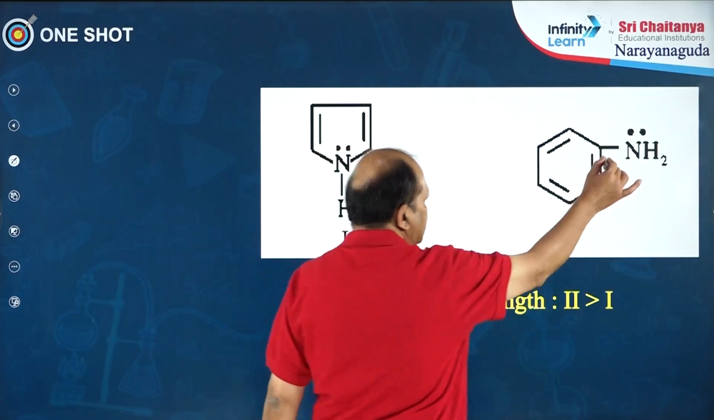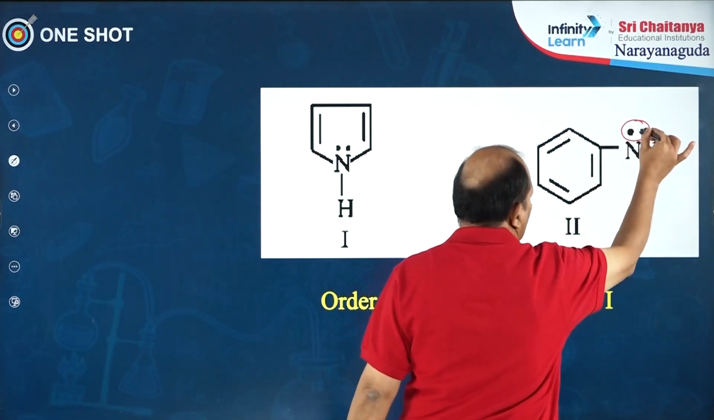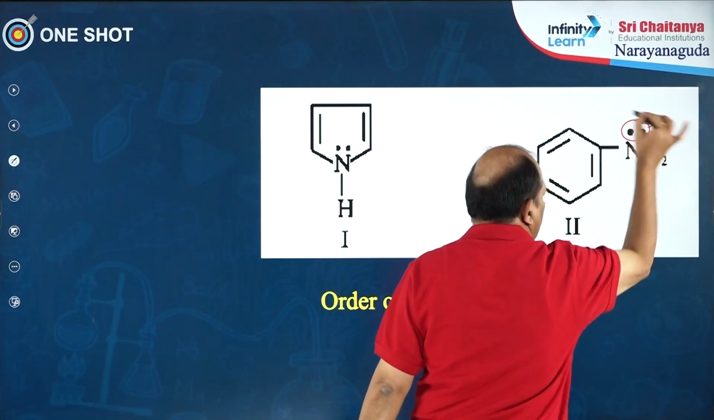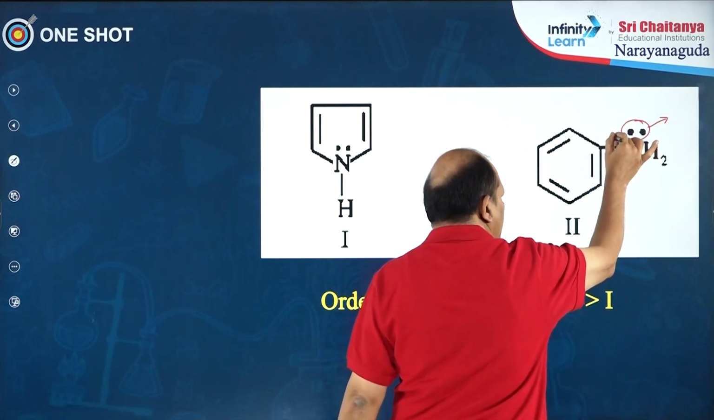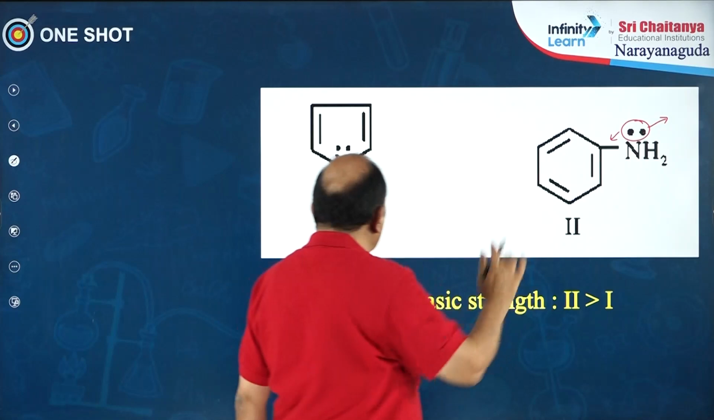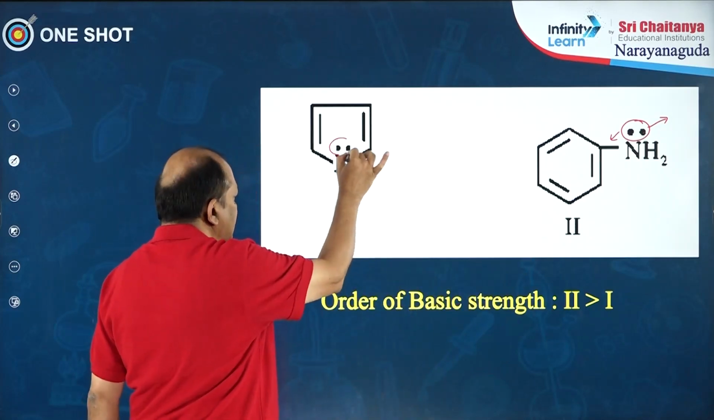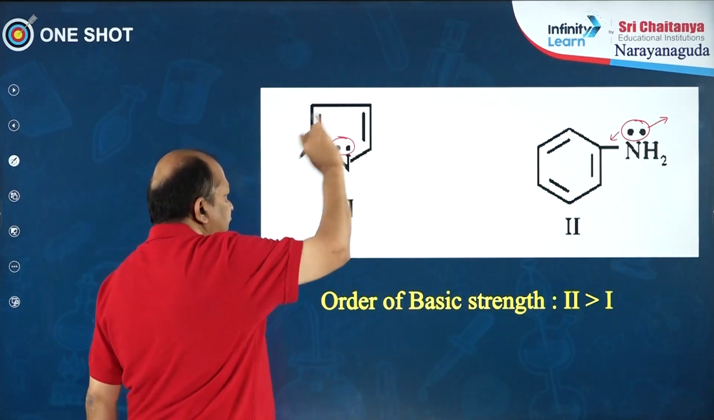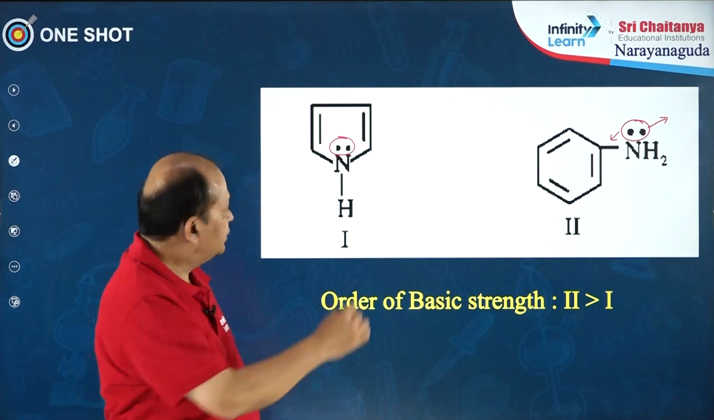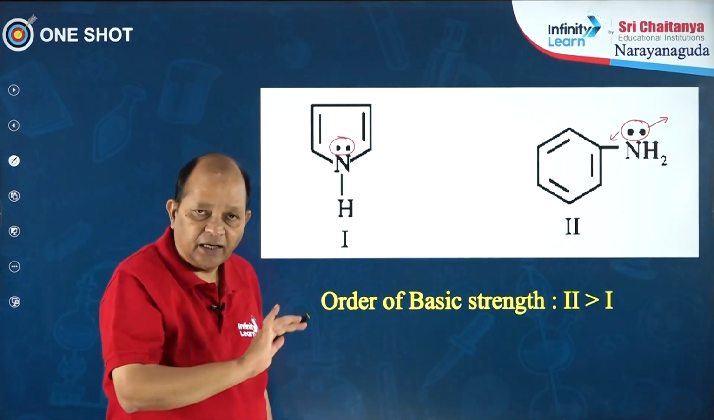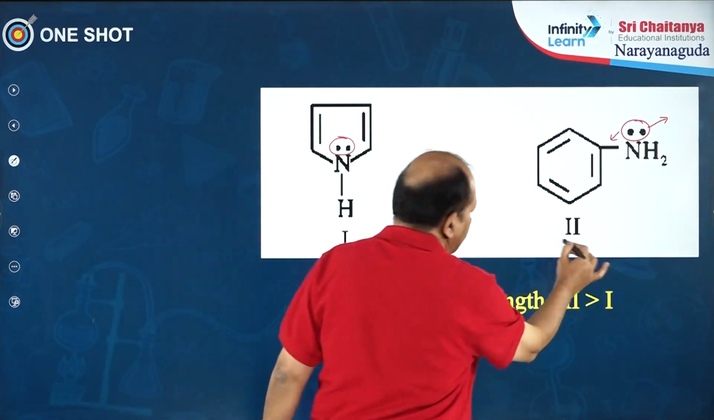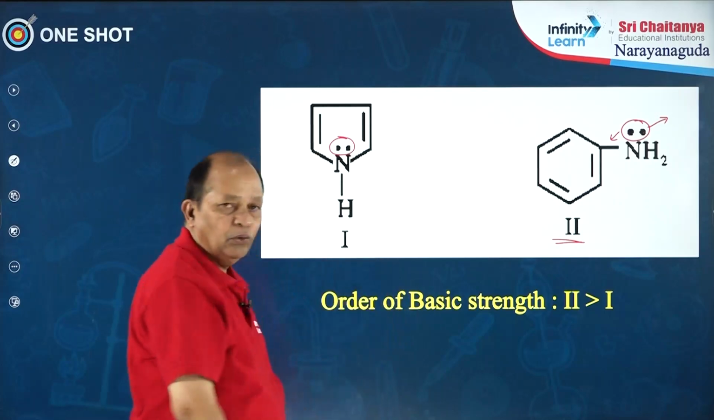Here, in the case of aniline, these electrons are available for donation. Maybe they are delocalized, but still they are available to some extent, whereas the electrons on this nitrogen are involved in the aromatic sextet. So they are delocalized into the ring and are not available. Therefore, aniline is more basic than pyrrole.